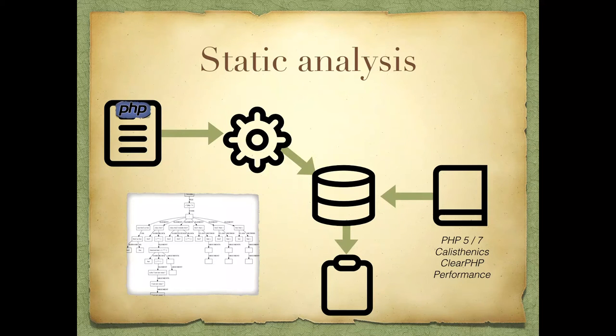How does static analysis work? It usually starts with the code itself. So it just gathers the whole code base and analyzes that based on the tokenizer. Who knows about the tokenizer extension? Who's using the tokenizer here? One, two, three, that's all. Who's using PHP? Well, okay, you've been using the tokenizer.